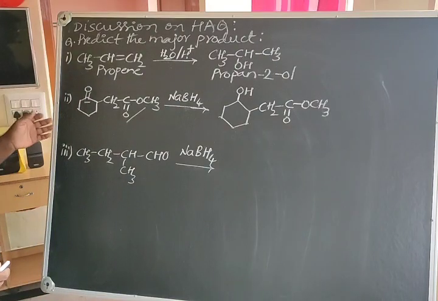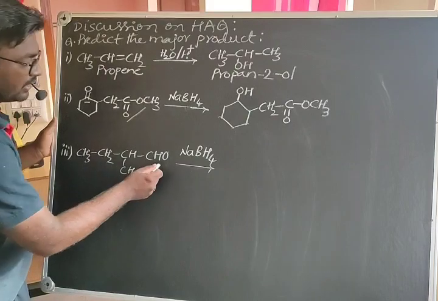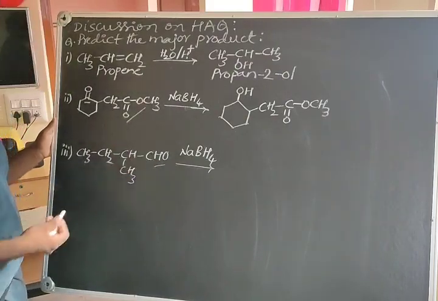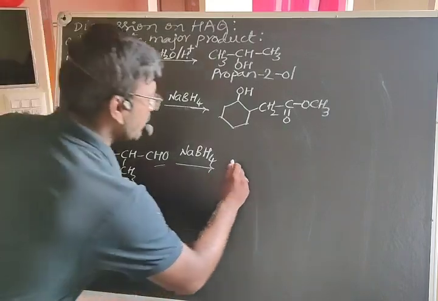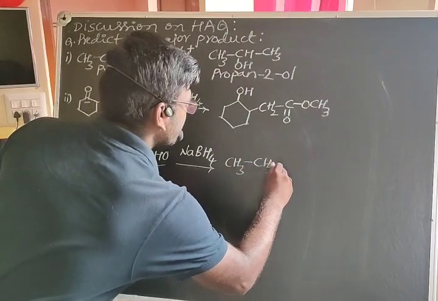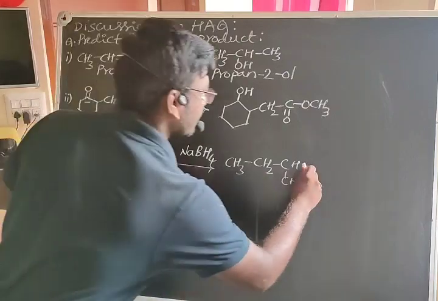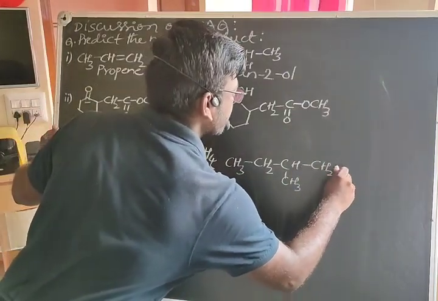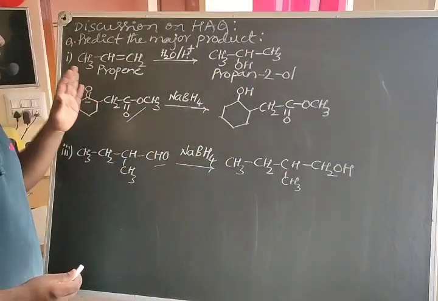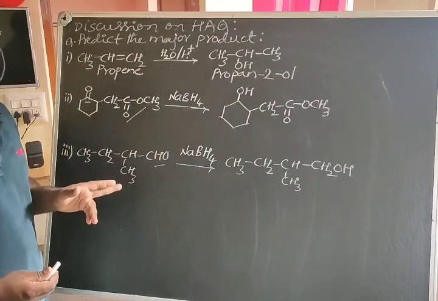And the third reaction: here also we are using sodium borohydride, and here we have got the CHO. It will be converted into the alcohol part. Now we have the major product, that is CH3CH2CH(CH3)CH2OH, as the major product. So I suggest you remember the functions of the reagents.